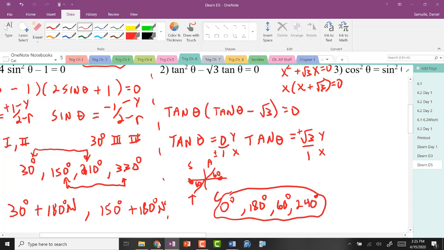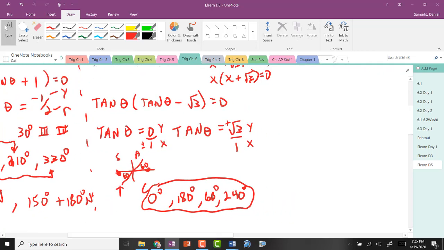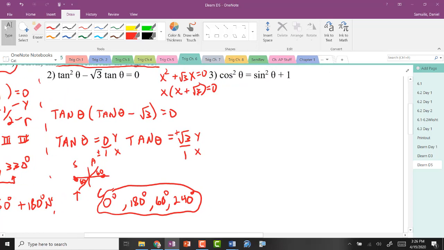Okay. And I'm not going to write all the answers, but I could talk about them. It would be 60 plus 180n because those are 180 away. And it'd be just 180n for these because I plug in 0, I get 0. I plug in 1, I get 180. Plug in 2, I get 360, which is back to 0, so on and so on and so forth. So I could verbalize those answers.